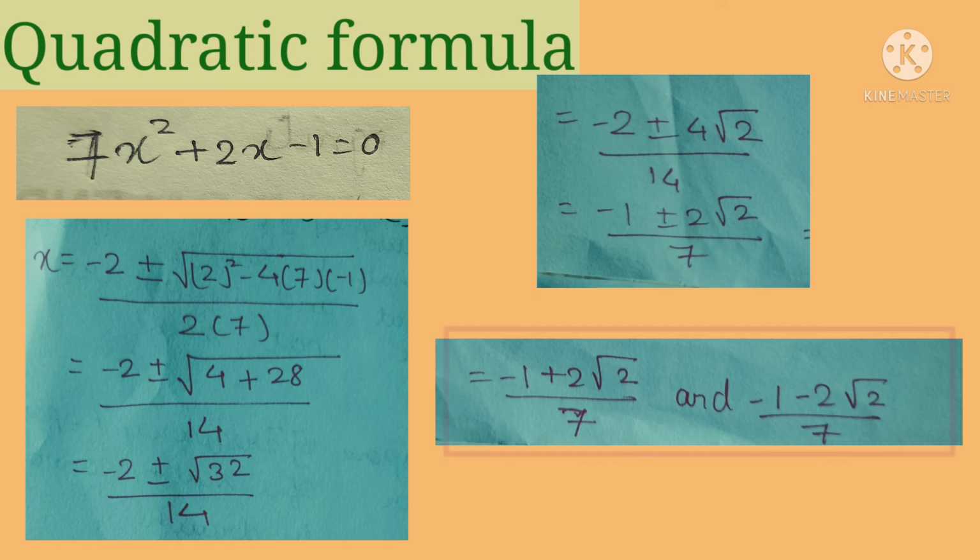If any question fails with the factorization method, then use the quadratic formula. If we can find the solution, most probably we use the factorization method. If not, then we use the quadratic formula. Okay, if we remember these two methods, we can solve any of the sums. Now let's move to the fourth method.